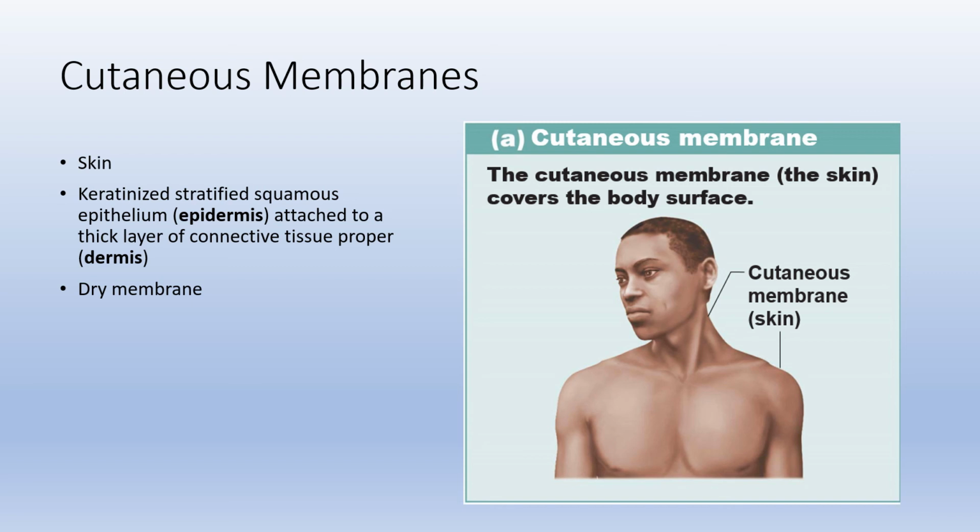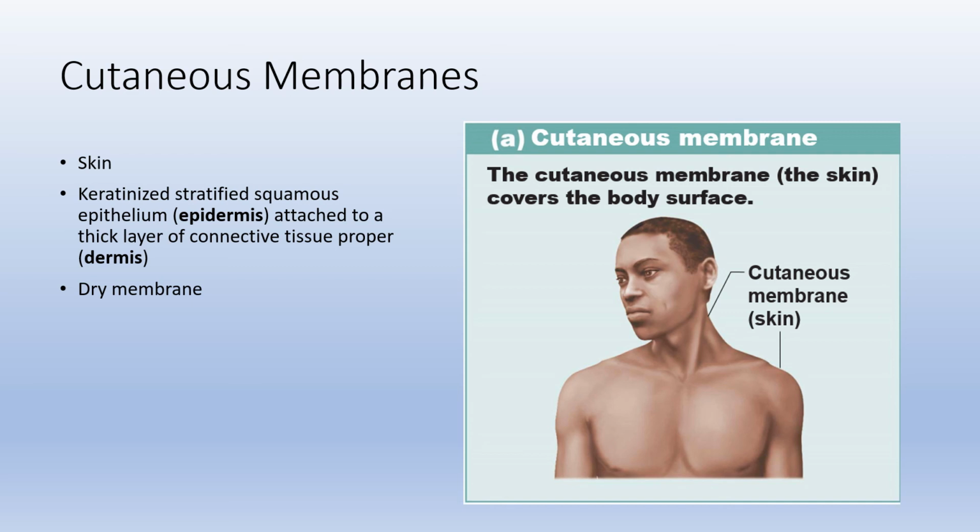The first type of membrane is known as a cutaneous membrane. The term cutaneous, you should automatically think skin. Skin is actually a membrane because it includes two primary tissue types. The first is the epithelium. More specifically, it is going to be keratinized stratified squamous epithelium. We will talk more about that in chapter 5 when we talk about the integumentary system.